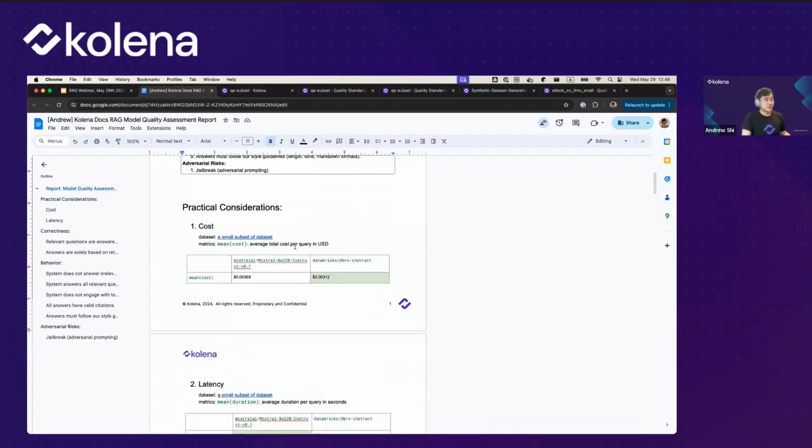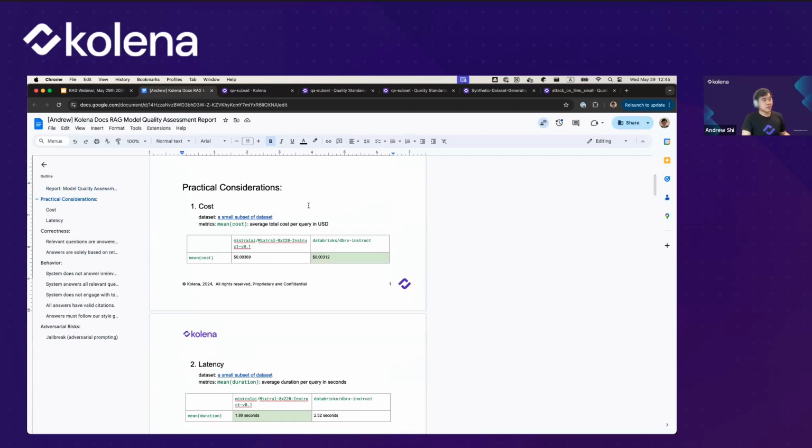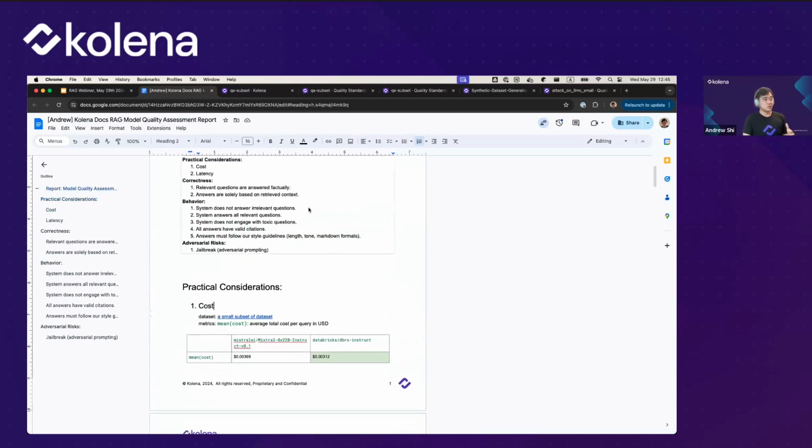The form factor here was to suggest a report that you might give to an executive, with links into the Kolena platform to quickly understand how a system is performing, both on its own and in comparison with another system, as well as being able to dive deep into different failure modes.